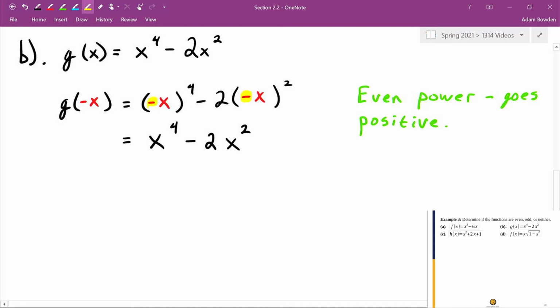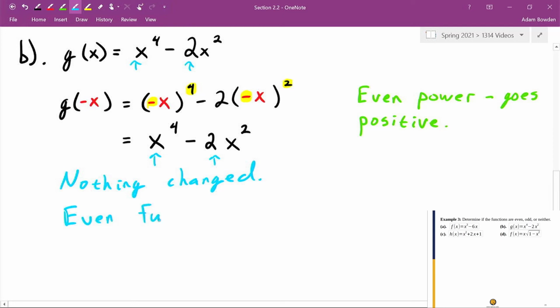So these negatives will go away due to the fact that they're being raised to the fourth power and the second power, and those are even numbers. So notice here how compared to the original function, nothing has changed. This is an indication of an even function.